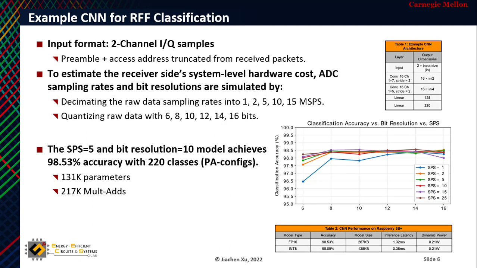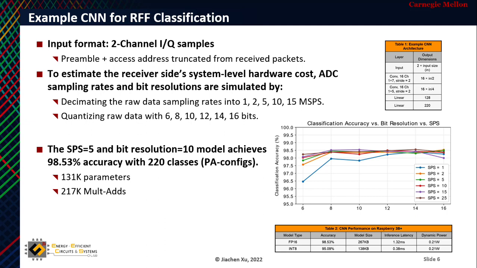In this work, we use an example convolutional neural network to demonstrate how the RF fingerprints are classified. Here we are using a lightweight model. It only has 2 conv layers and 2 dense layers. The input to the CNN has 2 channels, which are the in-phase and quadrature samples from the BLE packets. We use the preamble and access address because this information is always fixed.